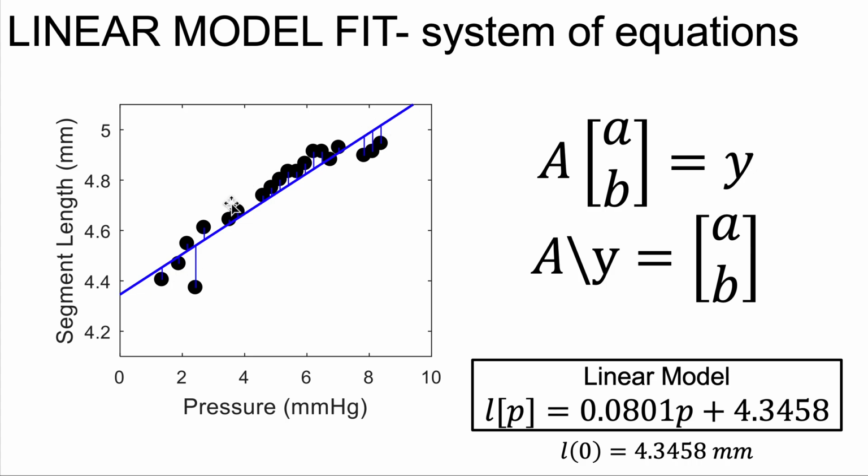And here is the best fit explained. Once we have this line, we can then set the pressure to 0 and solve for the independent variable. What's the segment length that makes this pressure be 0?